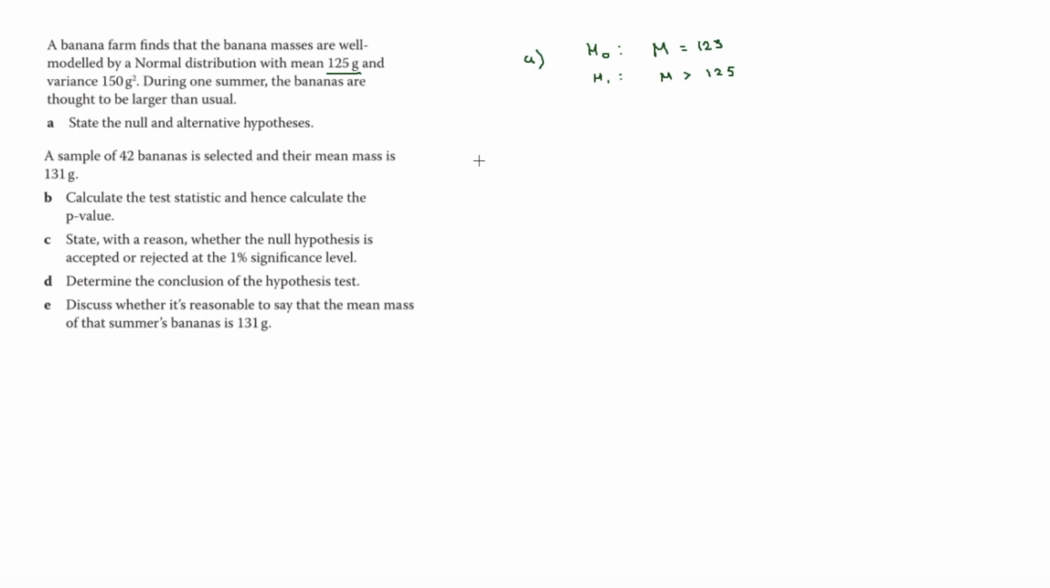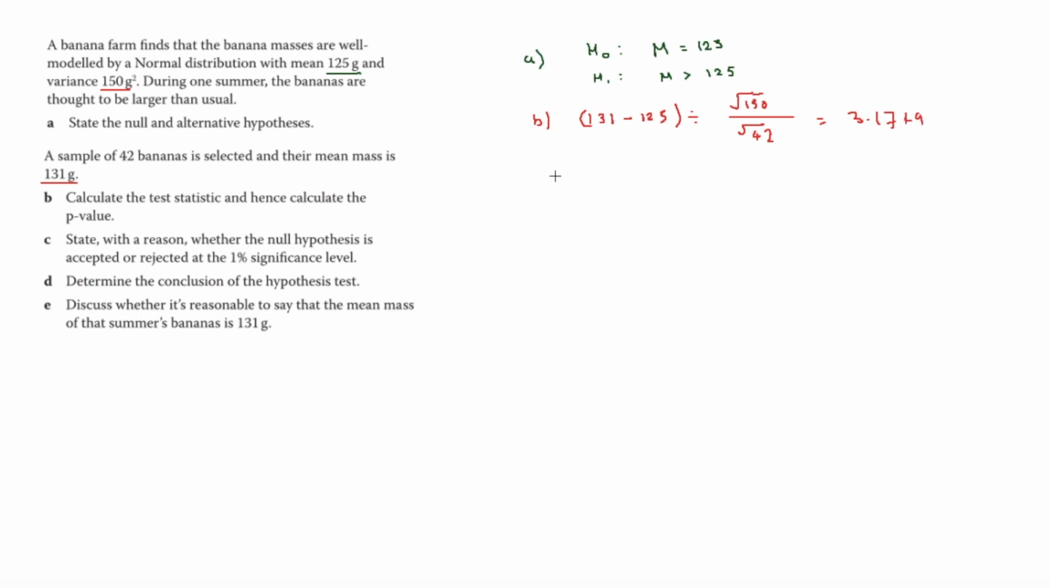And then in B, it says that a sample of 42 bananas is selected and their mean mass is 131 grams. So let's first calculate the test statistic and then the p-value. In order to do the test statistic, as we've done multiple times before, we have 131, which is the sample mean, minus the hypothesized mean, 125, so that'll be 6, divided by our standard deviation. That's the variance, so it's root 150, divided by root n, so over root 42. That is equal to 3.1749.